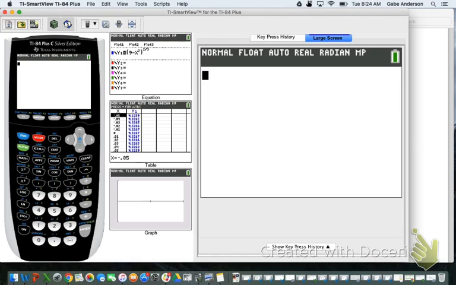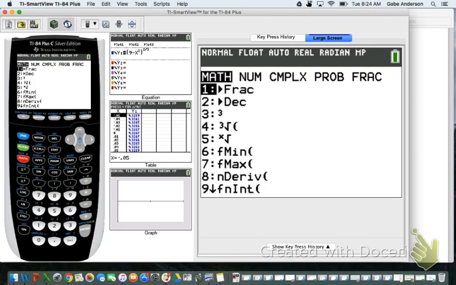Here's what we're going to do. We're going to use what I think for most of you, if not all of you, is a totally new feature. I want you guys to push the math button. Math is over there under the alpha button. Notice that option 8 is called n-deriv. It stands for numerical derivative. Let's go ahead and select 8.